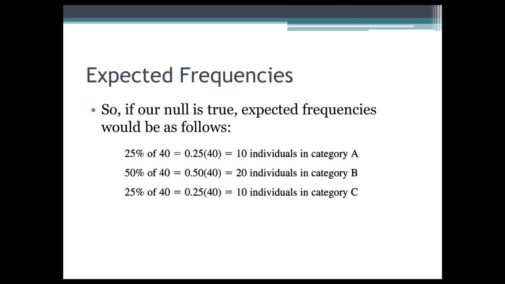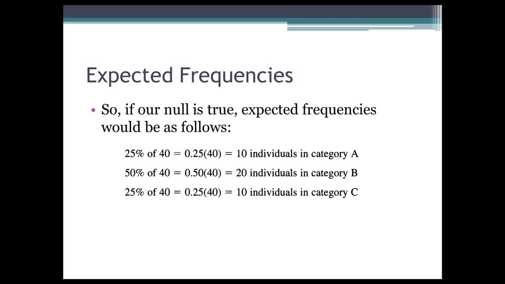So if your null is true, the expected frequencies would be as follows. Remember that your total N was 40, so 25% of 40 is 10 individuals in category A. For category B, the null hypothesis says 50%, so 50% of 40 would be 20 individuals in category B. And then last but not least, the null hypothesis stated that 25% of 40, 25% of the individuals would endorse category C, which is 10 individuals again. So 10, 20, 10. Those would be your expected frequencies.